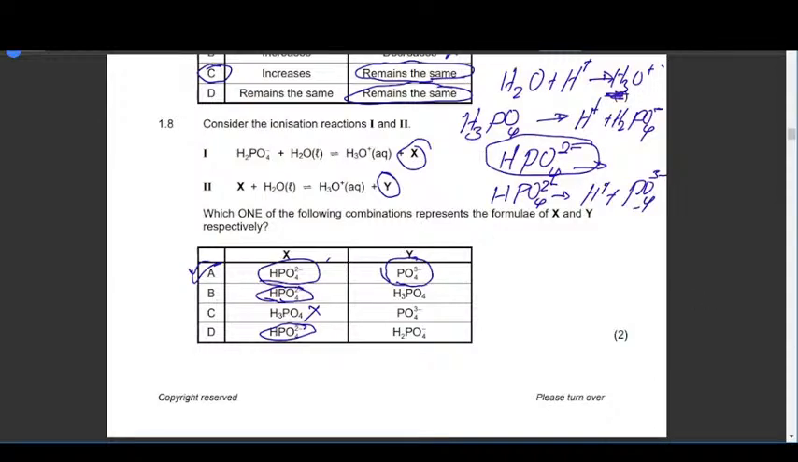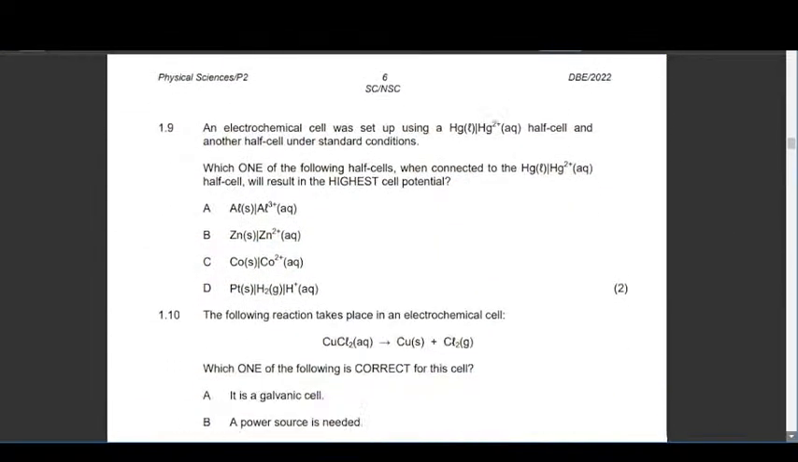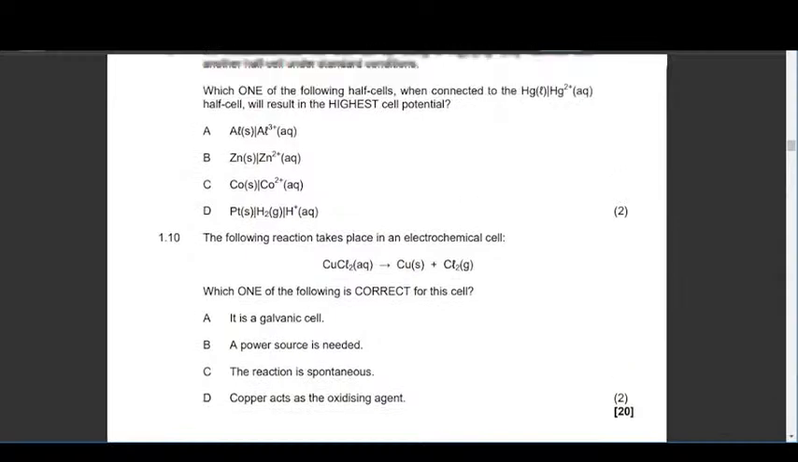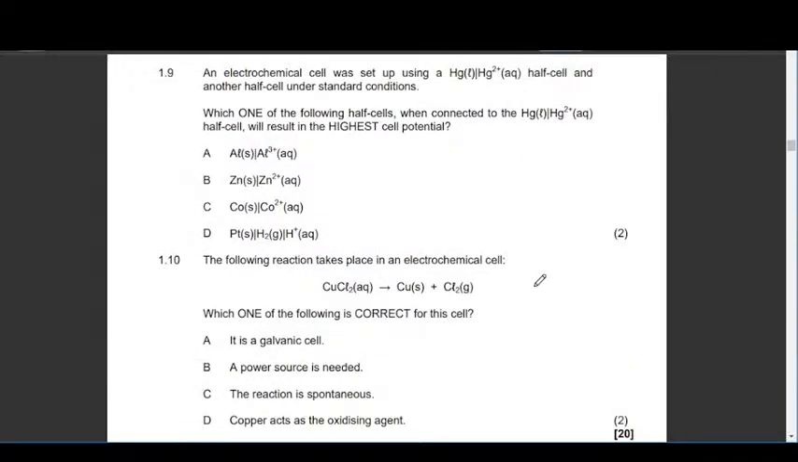Then let's go to 1.9. They're saying an electrical cell was set up using mercury, not silver, using mercury, and then the half cell and another half cell under the standard conditions. Don't forget that when you talk about the standard conditions, you must talk about 1 atmosphere. You must talk about 25 degrees C.